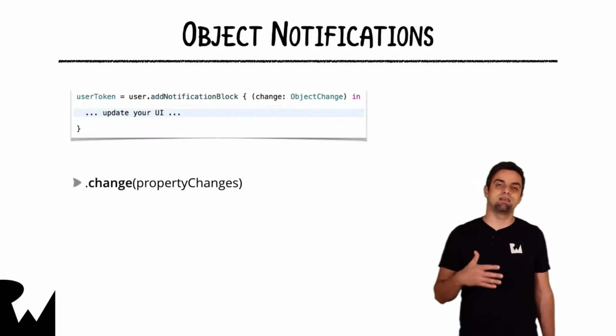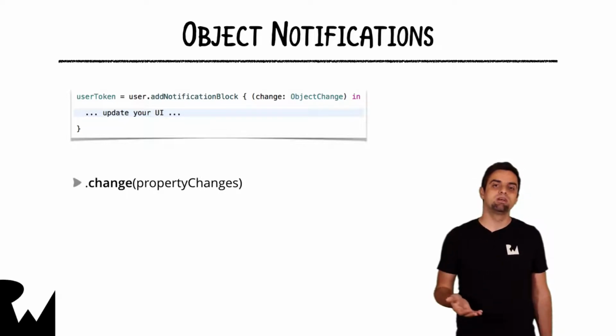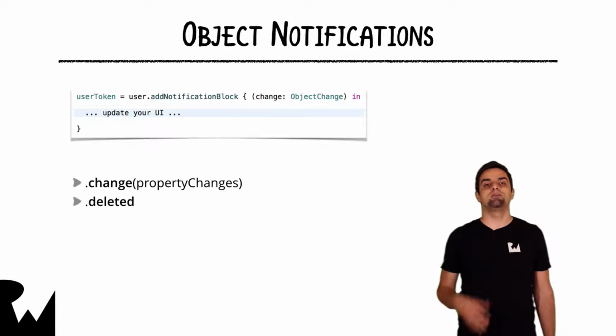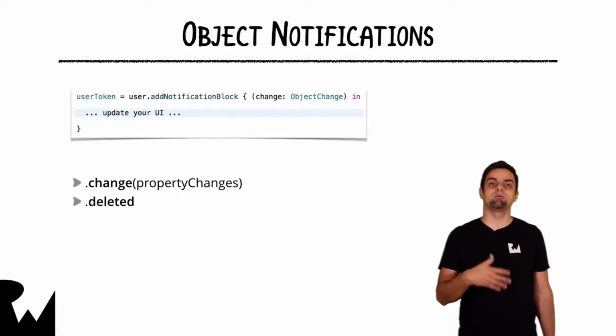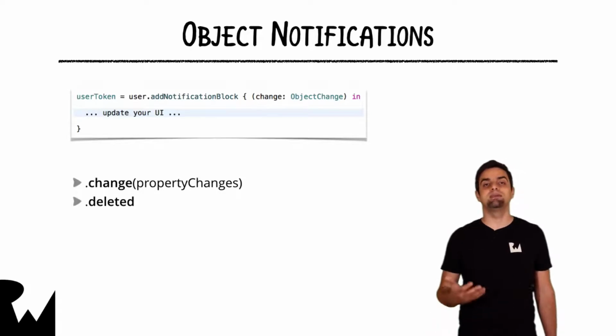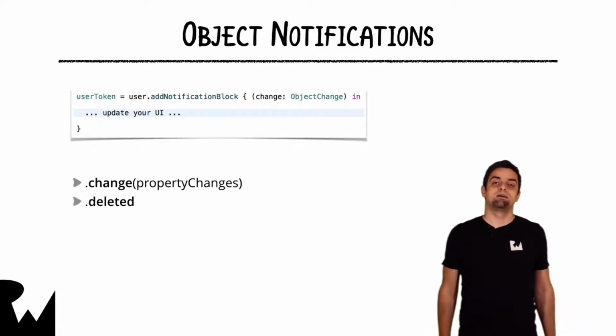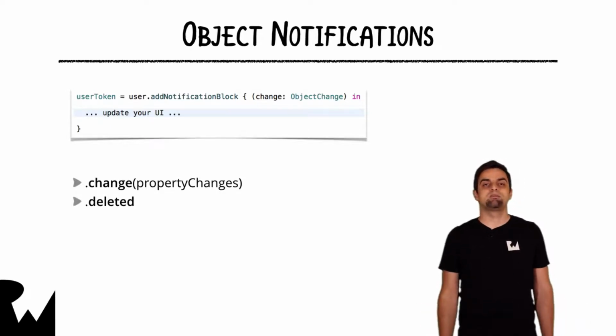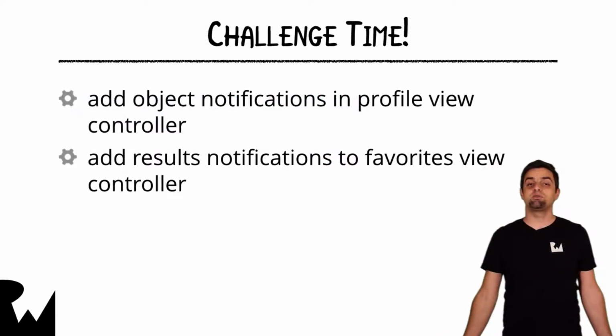If the object that gets passed to your closure is the deleted case, then the object you're observing has been deleted from another thread or the same thread. It doesn't matter, but it has been deleted. So you might want to update your UI accordingly. And of course, in the end, you can also have an error case if any other arbitrary error has happened meanwhile. So that's it for this video tutorial.